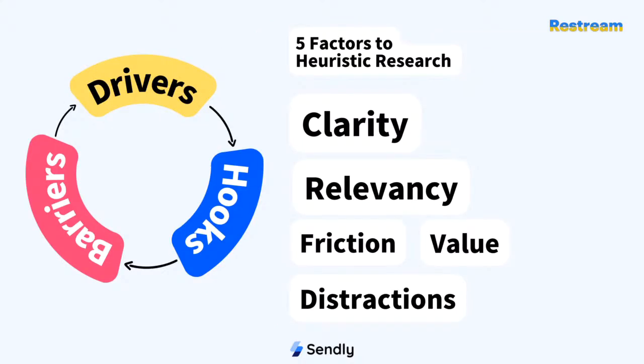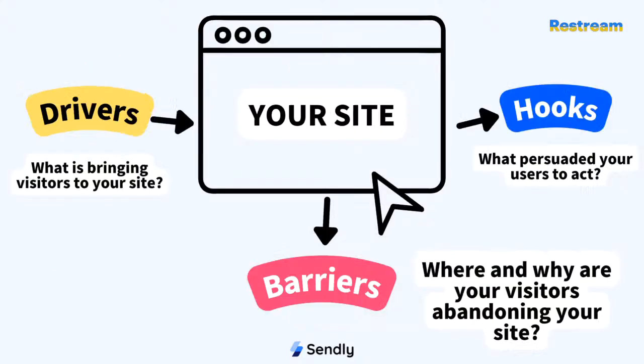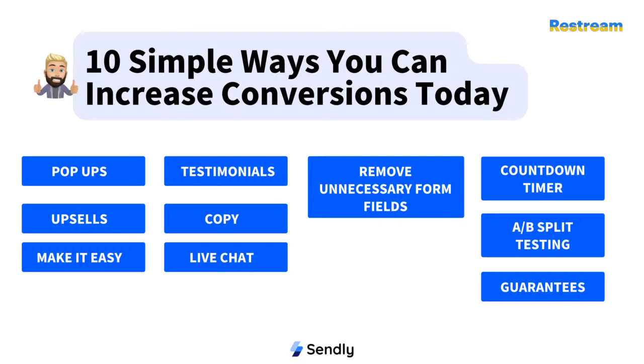All right. But remember the 5 factors of the heuristic research: clarity, relevancy, friction, value, and distractions. Make sure you take a screenshot of that if you're on social media anyway. All right, so that's the overview again. Okay, so what are 10 simple ways you can literally increase your conversions today?